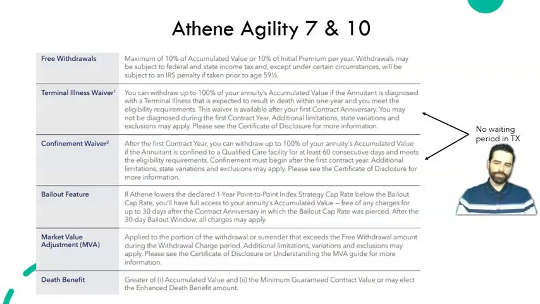Now notice in the state of Texas there is no waiting period. So terminal illness and confinement, they go into effect immediately.